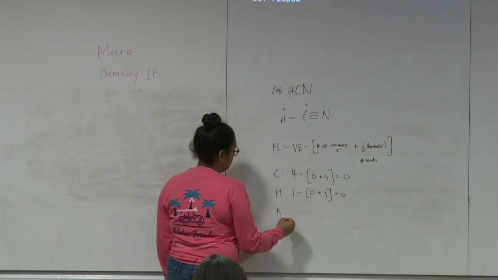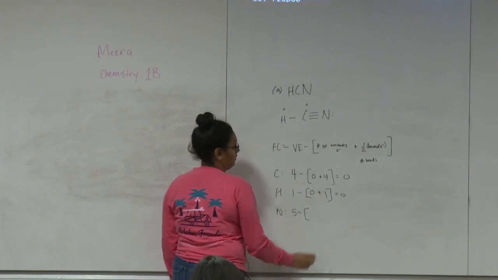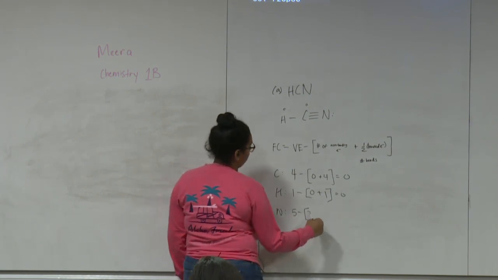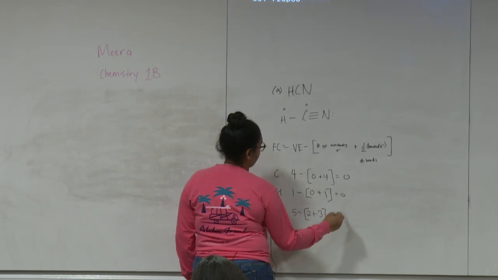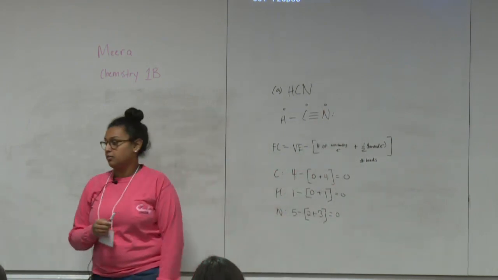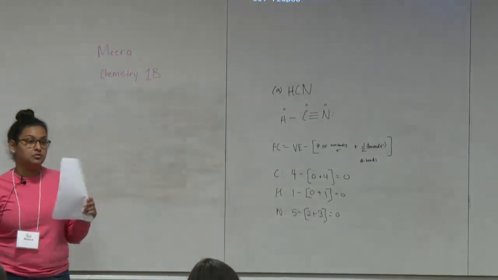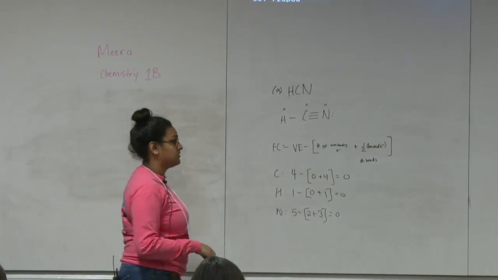If we look at nitrogen, nitrogen has 5 valence electrons. There are 2 of them that are not bonded, and then there are 3 bonds. So 5 minus 5 is 0. So this would be a good structure for HCN because all of them are 0, and that's what you would view as a stable structure. So that's the number of non-bonded. Yes.